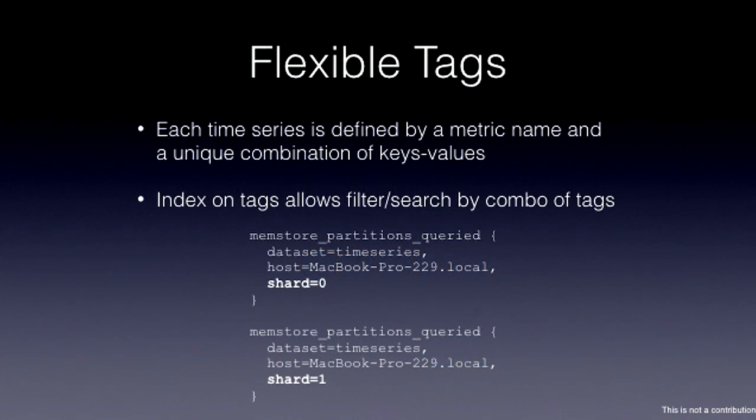The tags are done in such a way that any unique combination of keys and values automatically forms a unique time series. So let's say that I'm sending this time series that has shard equals 0, and then I decide to send one where I have data for shard equals 1, then that automatically becomes a new time series.